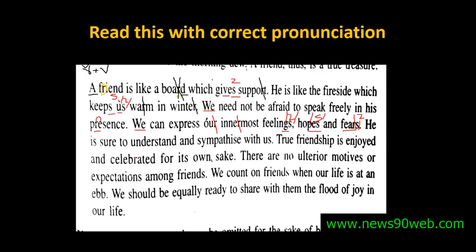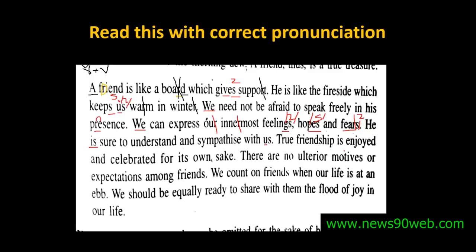He is sure to understand and sympathize. ఇక్కడ s z అని ఎందుకు పలుకుతుంది, s అని ఎందుకు పలకదు? Because there is a vowel and a vowel after that. So, sympathize with us. So here z.